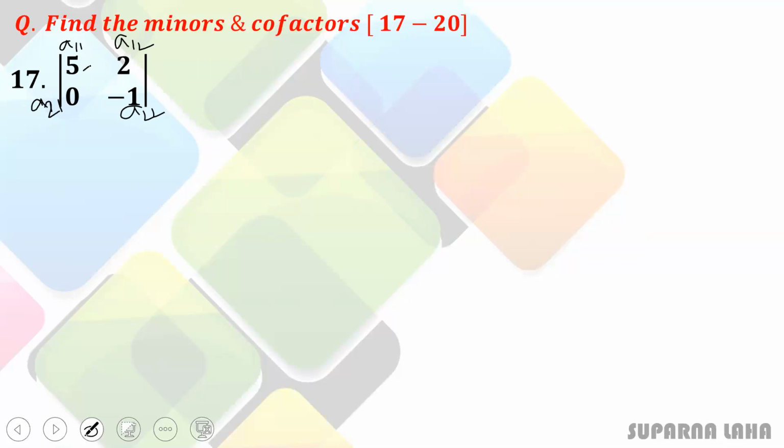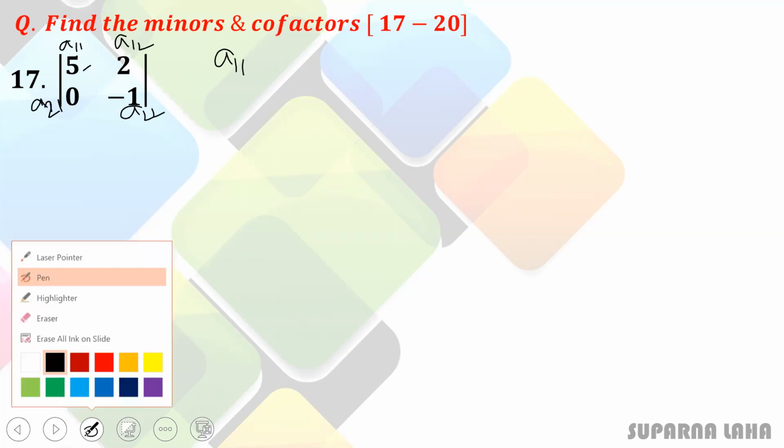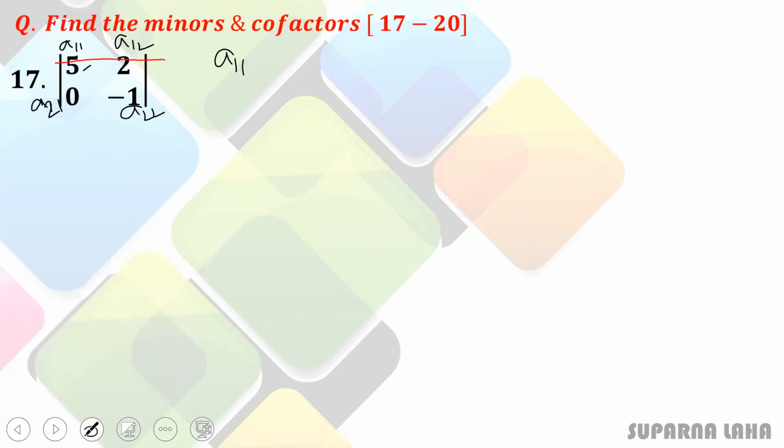So according to A11, what is the minor and what is the cofactor? Remove this first row and the first column, since the ith row and jth column we need to remove. So the minor is minus 1. So M11 is given by minus 1.